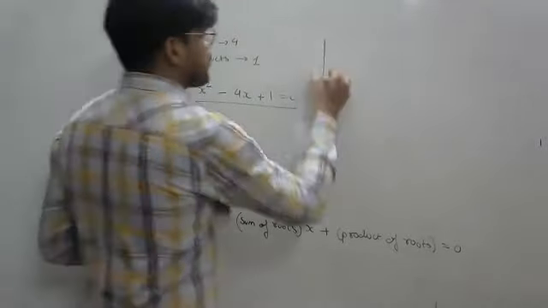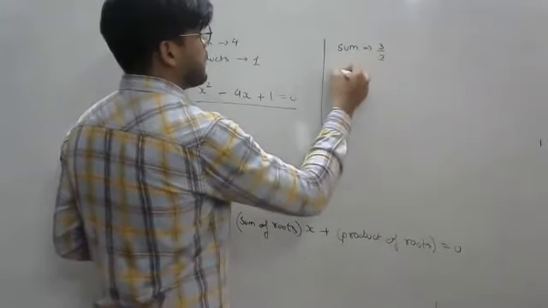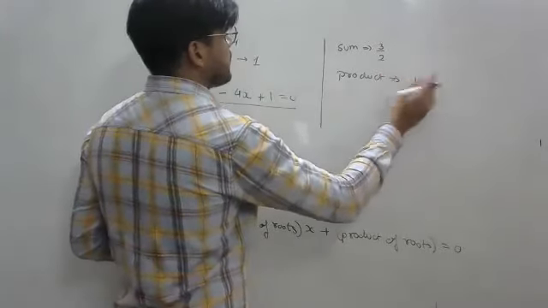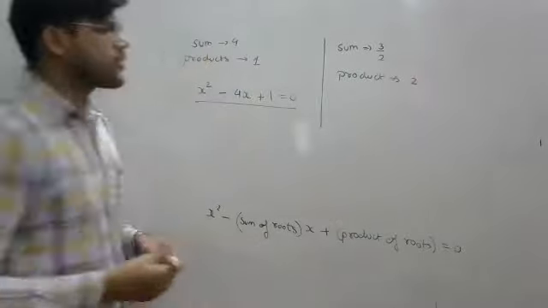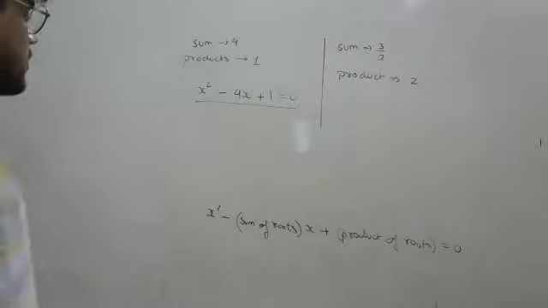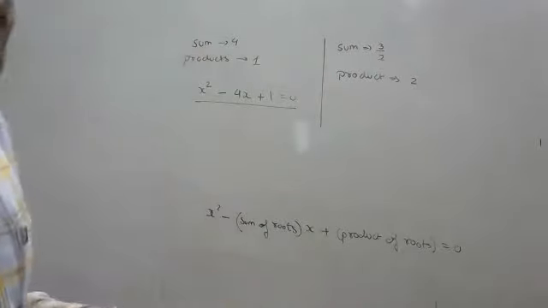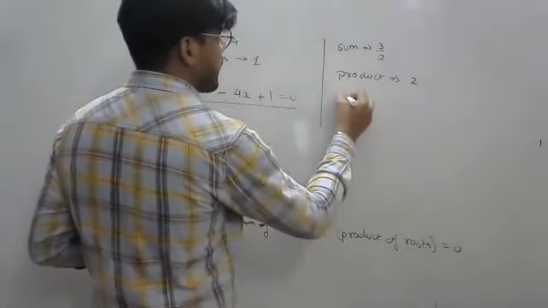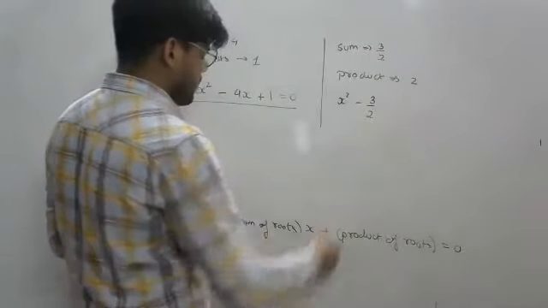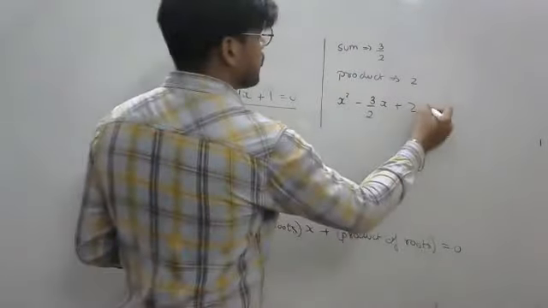And let's say we have one more question. The sum is 3 by 2 and the product is 2. I'm just taking an example. If we use this formula to form the quadratic equation, it's very simple: x square minus sum of roots, which is 3 by 2, x plus product of roots, 2.